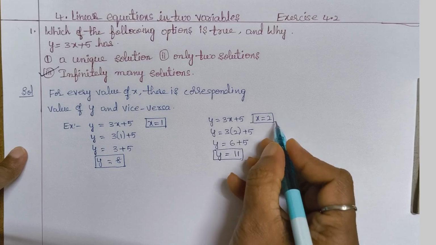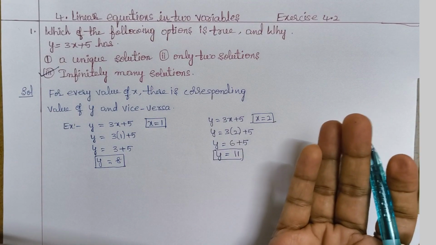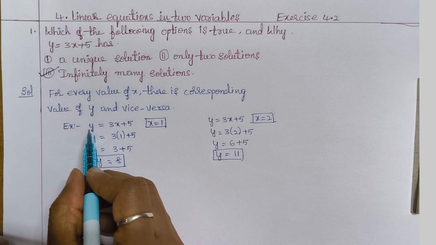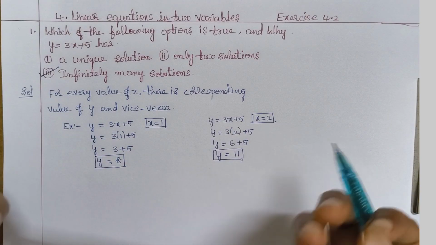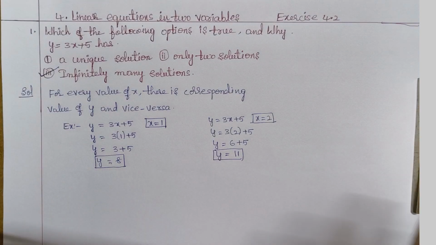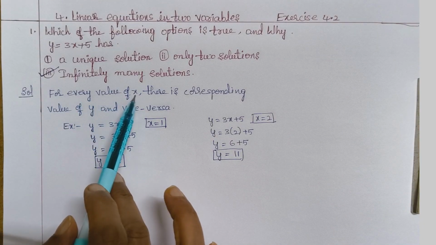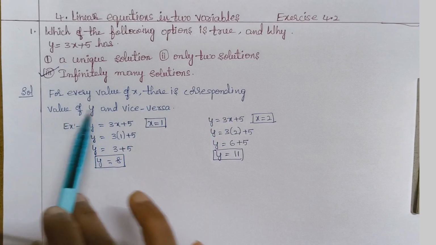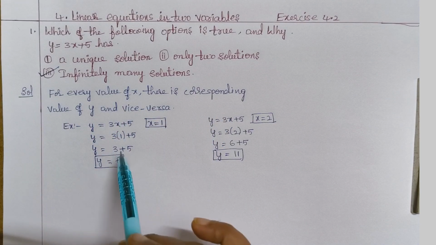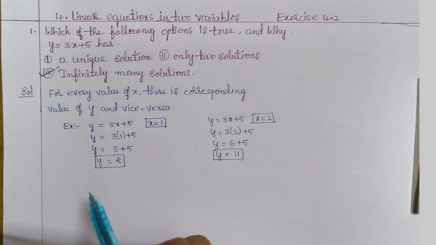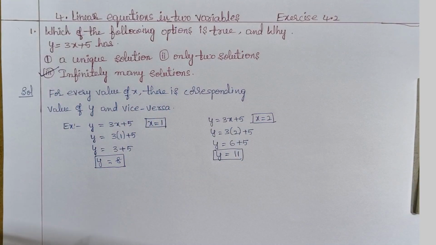So like this, when you take an x value you will get one y value. Otherwise, if you take a y value, you will get the x value. Like this, how many solutions are possible? Many solutions are possible. So you can write the sentence: for every value of x, there is a corresponding value of y, and vice versa. Taking x means you will get the y value. Taking y means you will get the x value. Like this, how many are possible? Infinitely many solutions are possible.